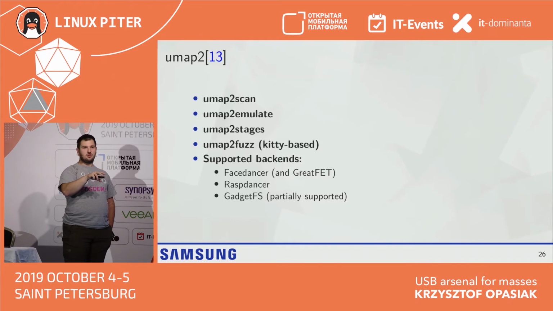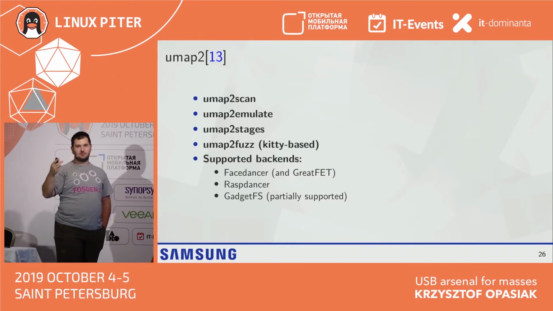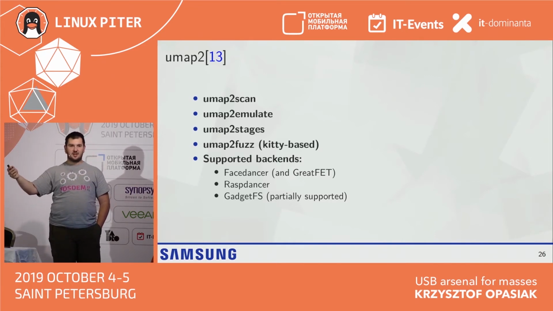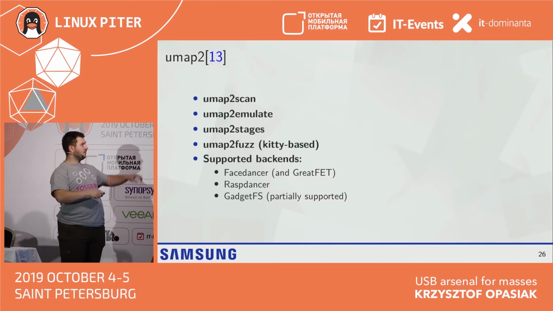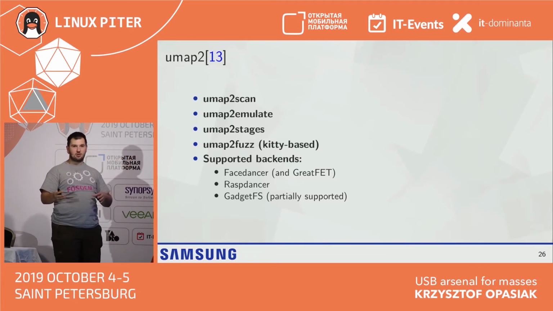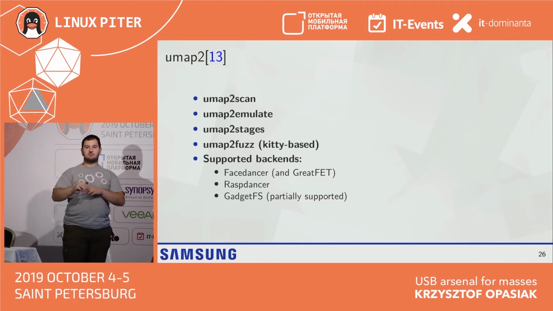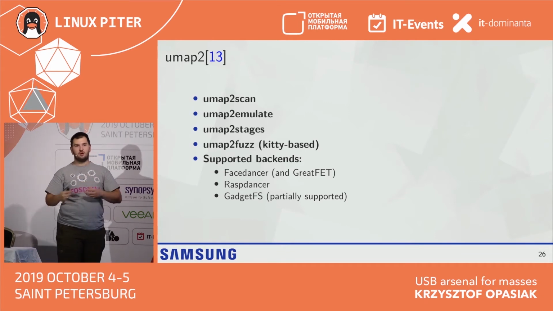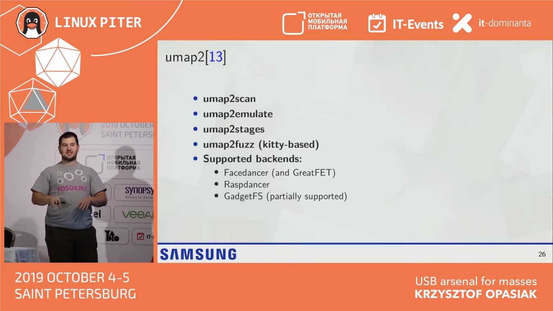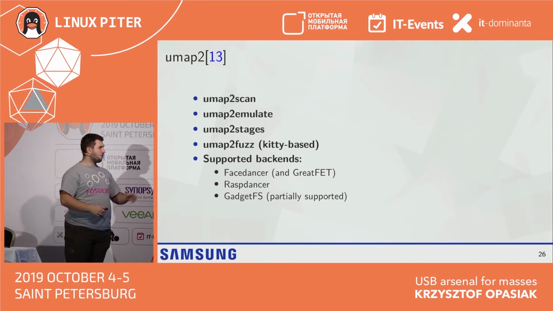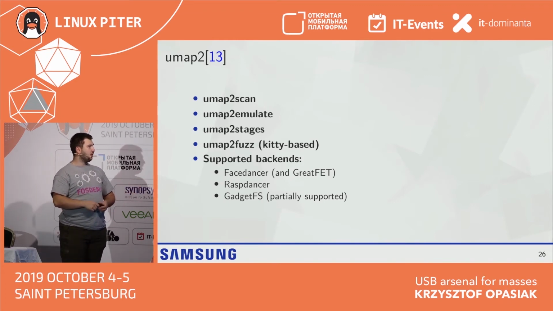Based on those stages, you can do some modification-based fuzzing and take those stages and the USB device emulation and then try to send some not so random packets to the host that will try to exploit the USB driver on a host. There are 3 backends supported by this tool. Phase Dancer and GreatFET that we've been talking about.